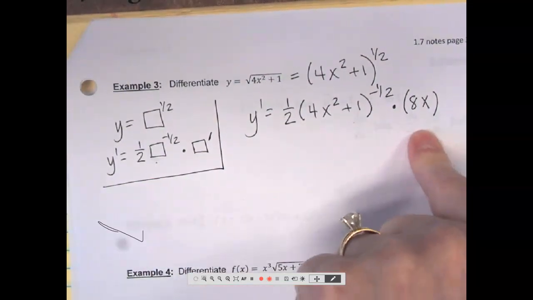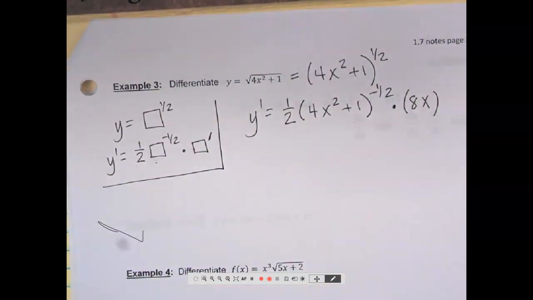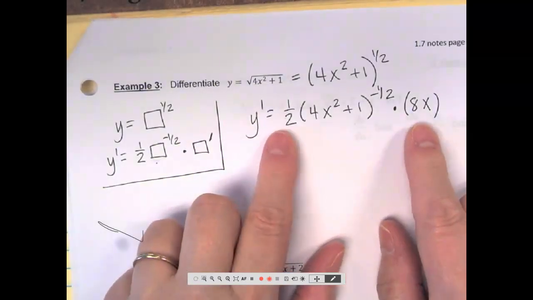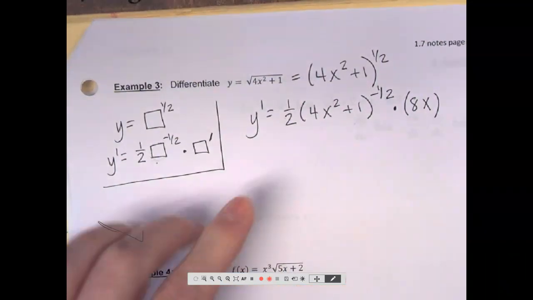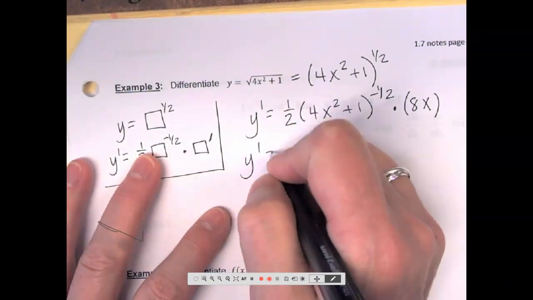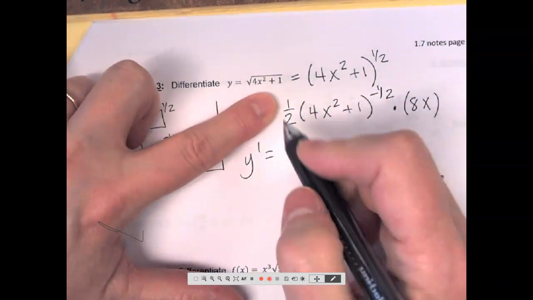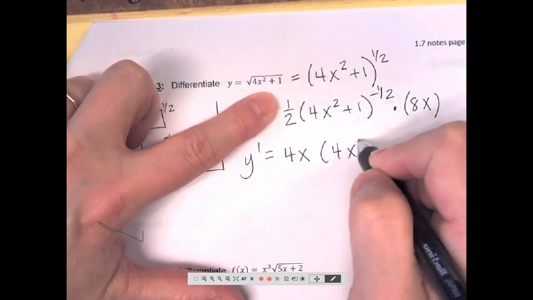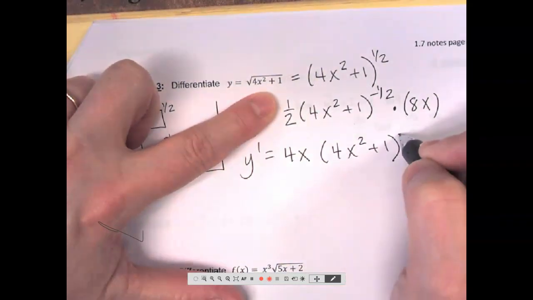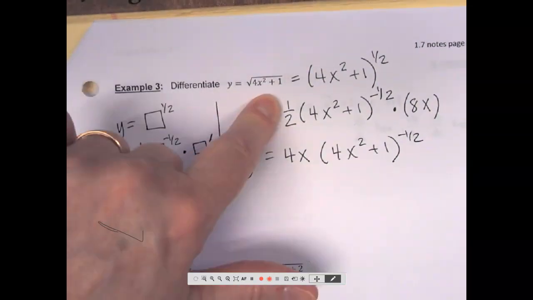So that's why it's called the chain rule. It's like each piece of the derivative is tacked on like a little chain with multiplication. Now, often we can simplify these. For example, what is 1/2 times 8? 4. So I would rewrite this as 4x, and I'm just going to put that out front, times 4x squared plus 1 to the negative 1/2.